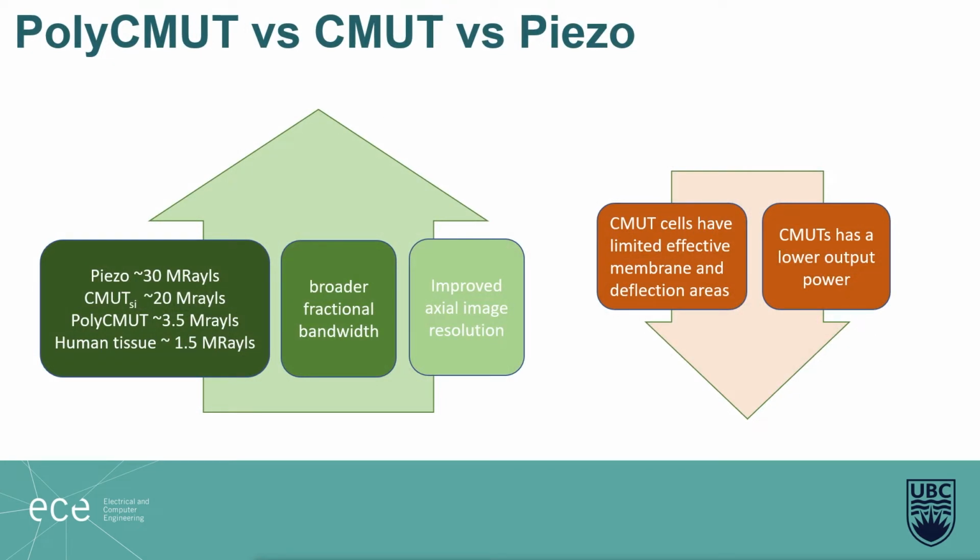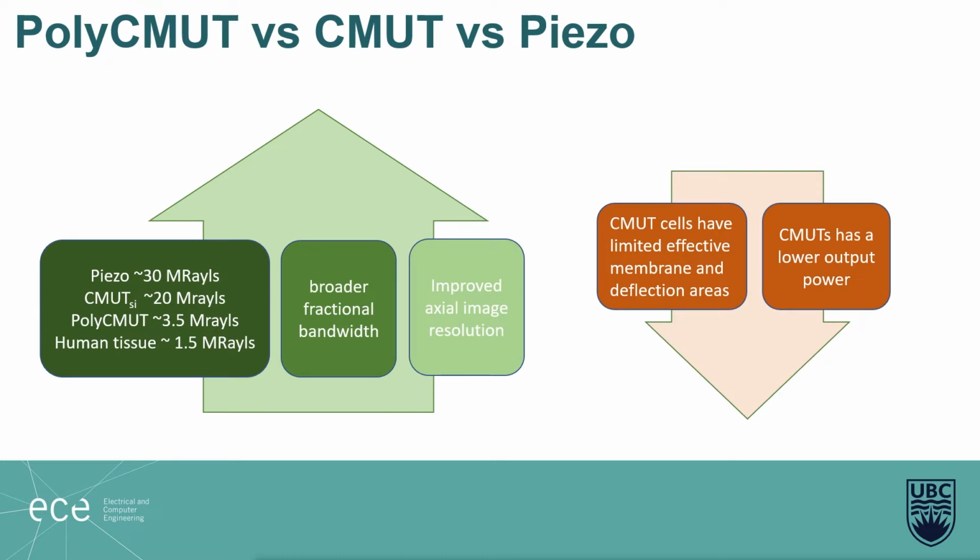Poly-CMUT offers a better acoustic matching to the propagation media due to its lower acoustic impedance compared to silicon-based CMUT and piezo transducers. For example, human tissue and CFRP plates have 1.5 and 3.7 MRayls respectively, while poly-CMUT has 3.5 MRayls, about 8 times lower than the 30 MRayls in piezo. This means poly-CMUT has a broader fractional bandwidth, allowing improved axial image resolution and, by consequence, better images.